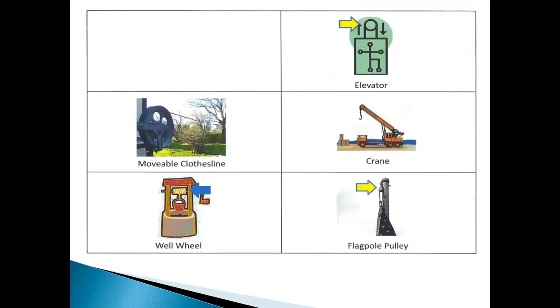Also, there are other examples like the well wheel, the flagpole pulley, the elevator, the crane, all of those. They are machines and simple tools that use push and pull, okay?